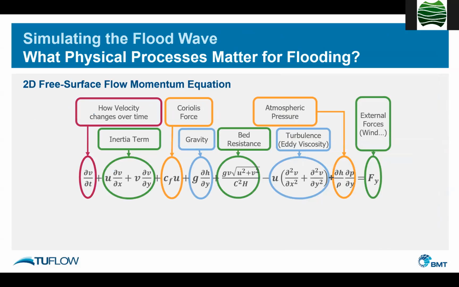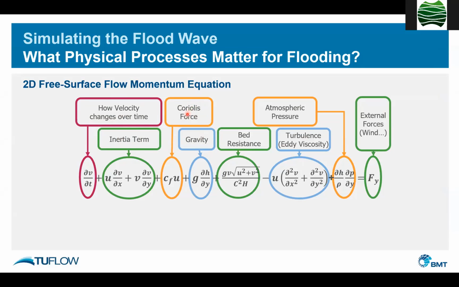So simulating the flood wave. The question here is, what is important for a flood wave? On the screen there, you can see the form of the 2D momentum equation, which really controls how the water moves around in your model if you're using a 2D horizontal plane. And what we're about here is trying to work out how the velocity changes over time. And all the things in all the boxes here are the sorts of things that can affect how that water moves around. So obviously, if the water has inertia, it'll keep going. Water will run up a hill if it has inertia behind it.